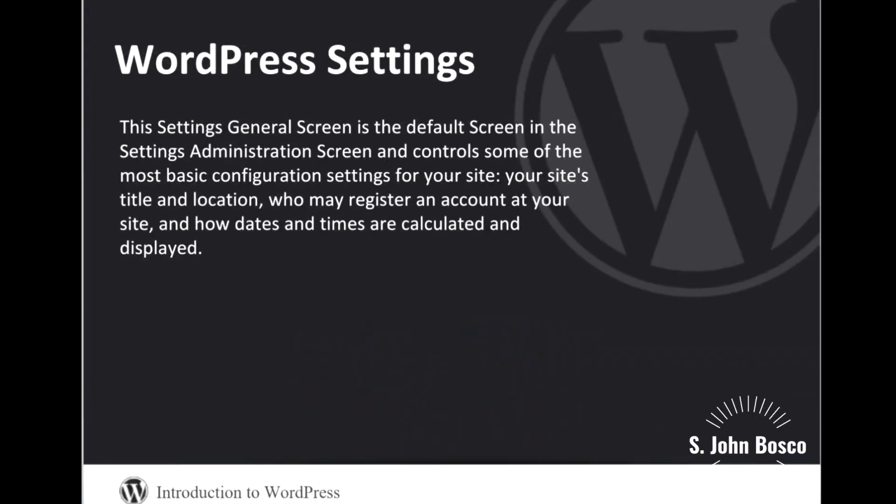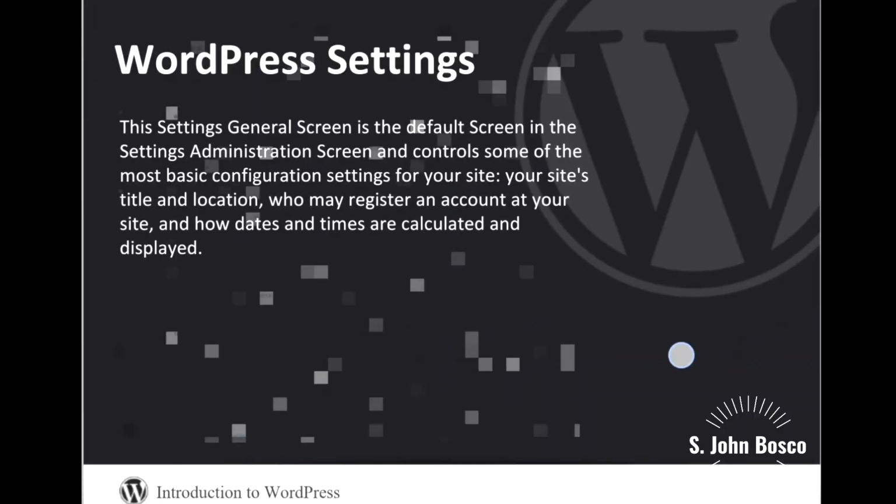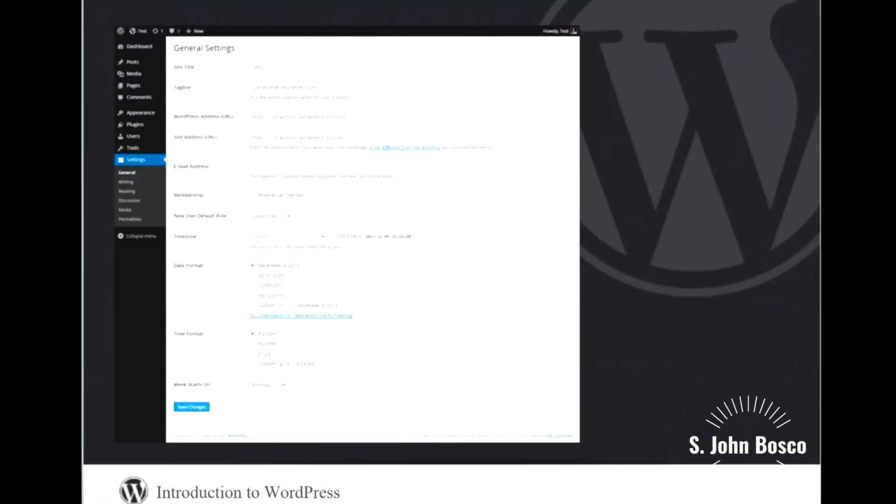WordPress settings is used to give proper names for your website and various settings like date, time, and if there are any problems with the language. Everything will be addressed in the settings options.